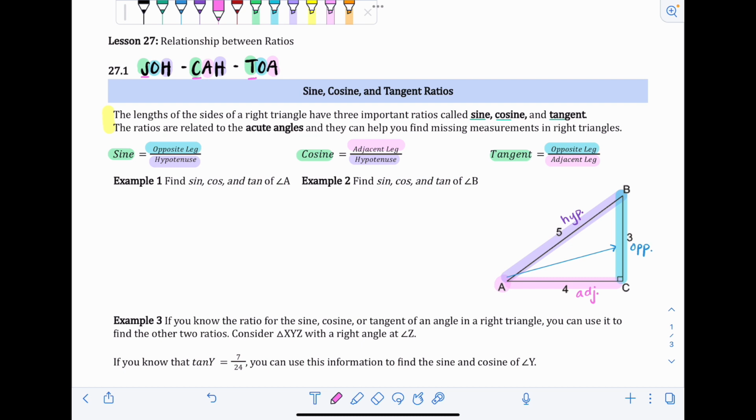But each acute angle is made up of two sides. It'll always be the hypotenuse and the adjacent leg. So whichever one is not the hypotenuse must be the adjacent leg. Okay, so now example 1.